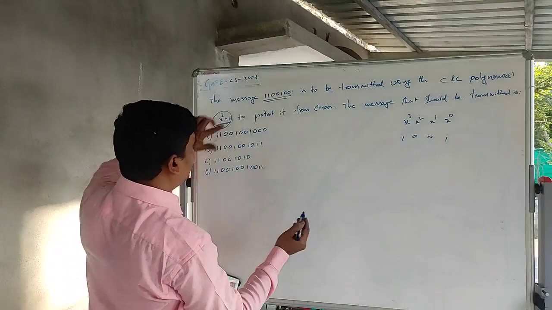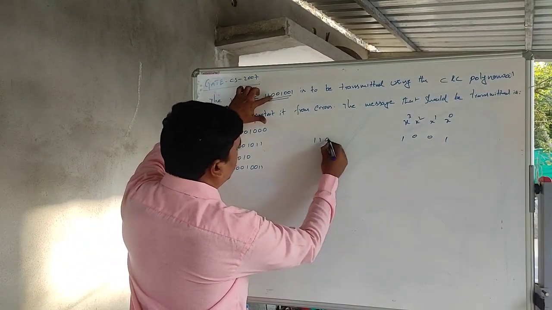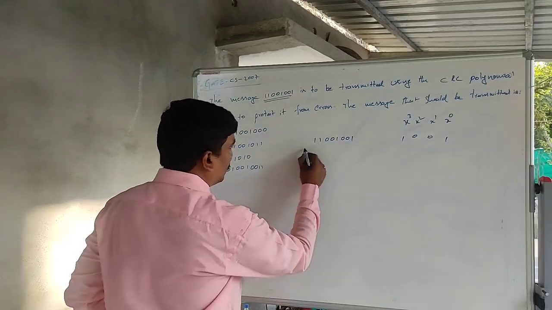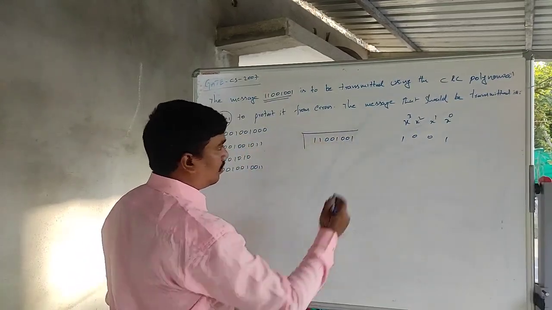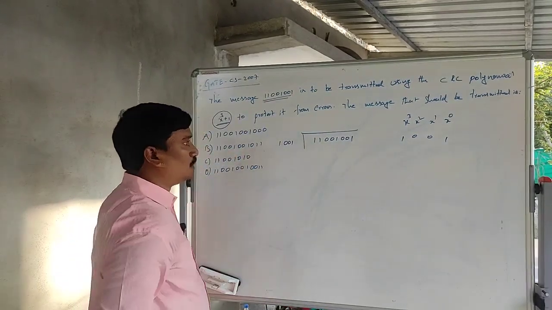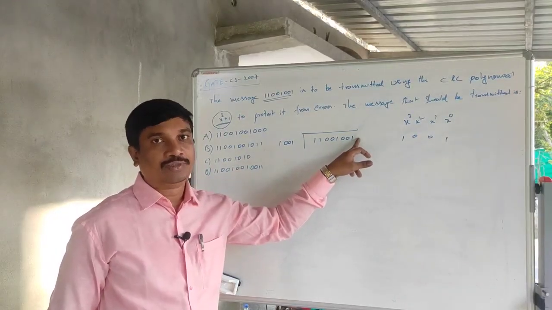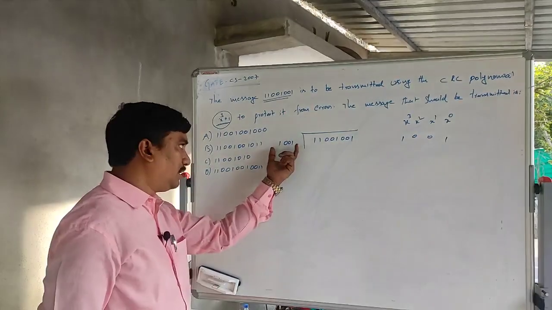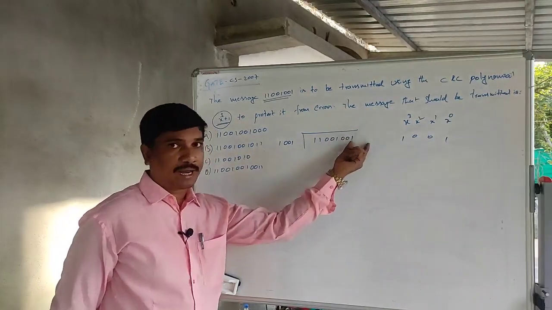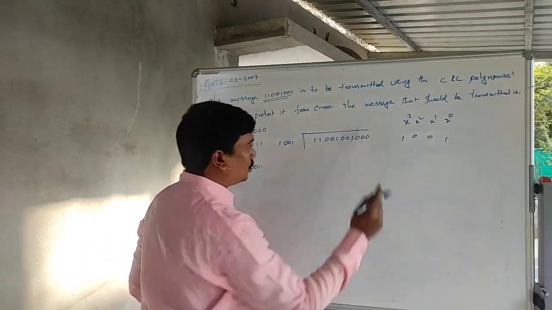The actual message is 11001001. That is the actual message. The given divisor is 1001. So how many bits do we have to add here? How many bits do we have to add? 3 bits, because here the divisor polynomial has 4 bits, 4 minus 1, so 3 bits we have to add. Those bits are 0 bits.